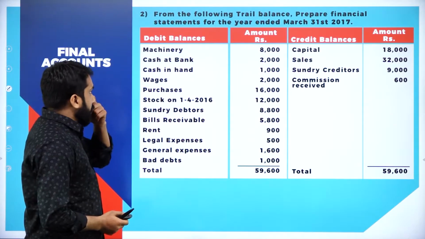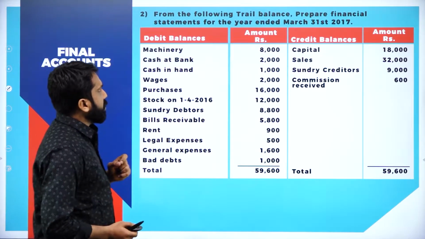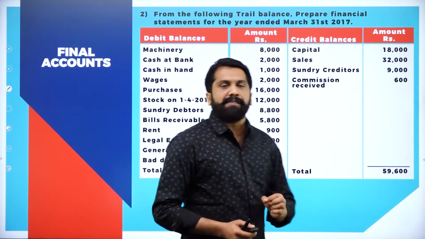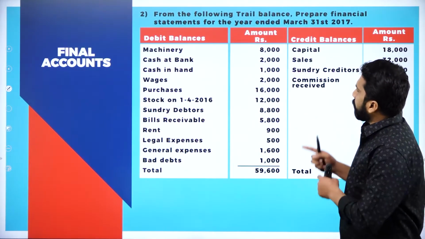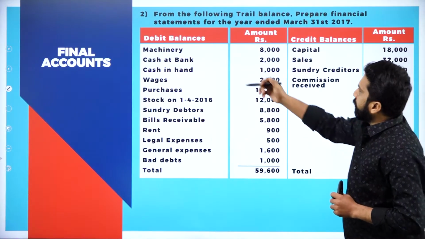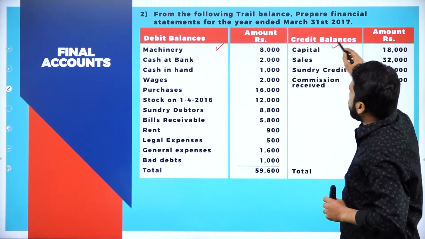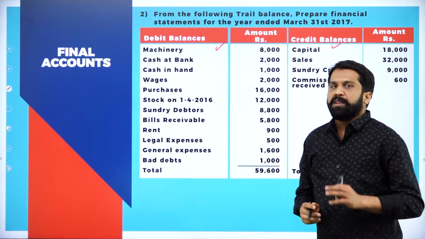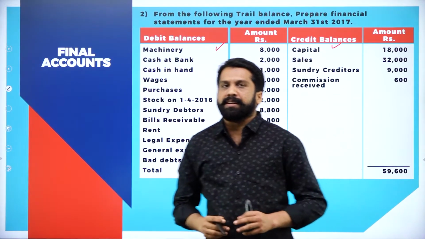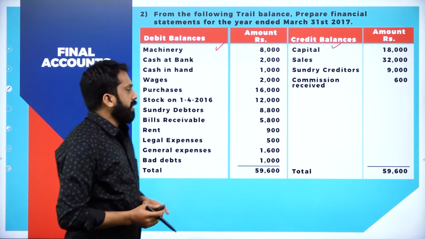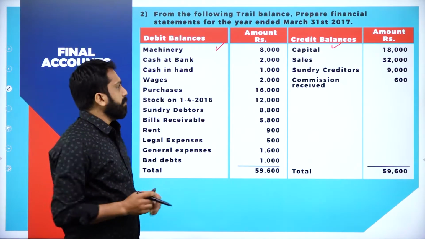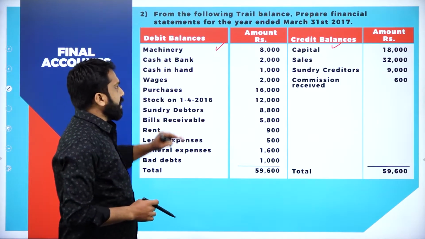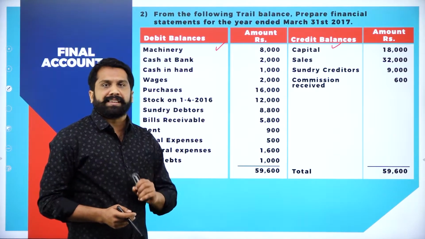From the following trial balance, prepare financial statement for the year ended 31st March 2017. They have given all the information, your debit balance as well as credit balance. What is our first task? Yes, we have to mark which will come under what. Now, first we'll go with the debit side, later we'll go for credit side.